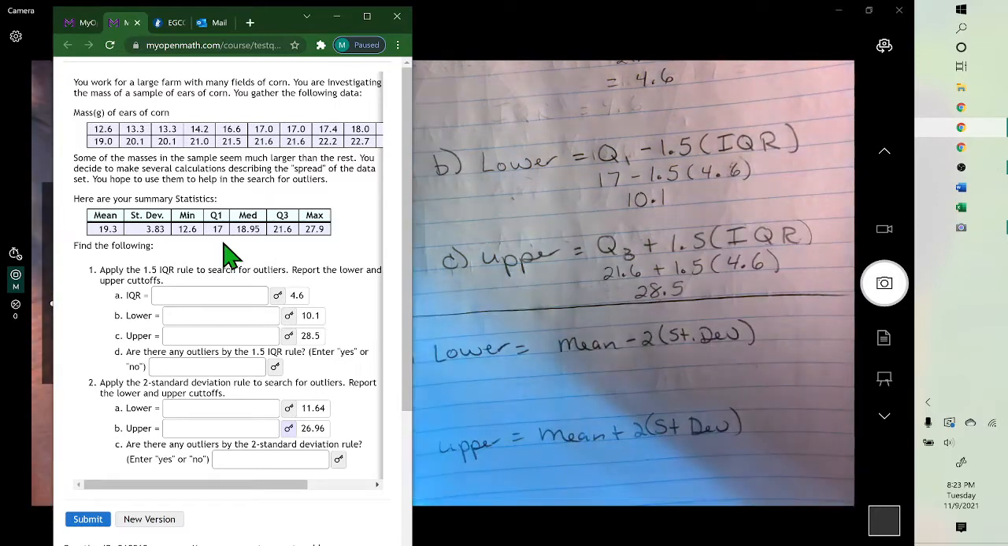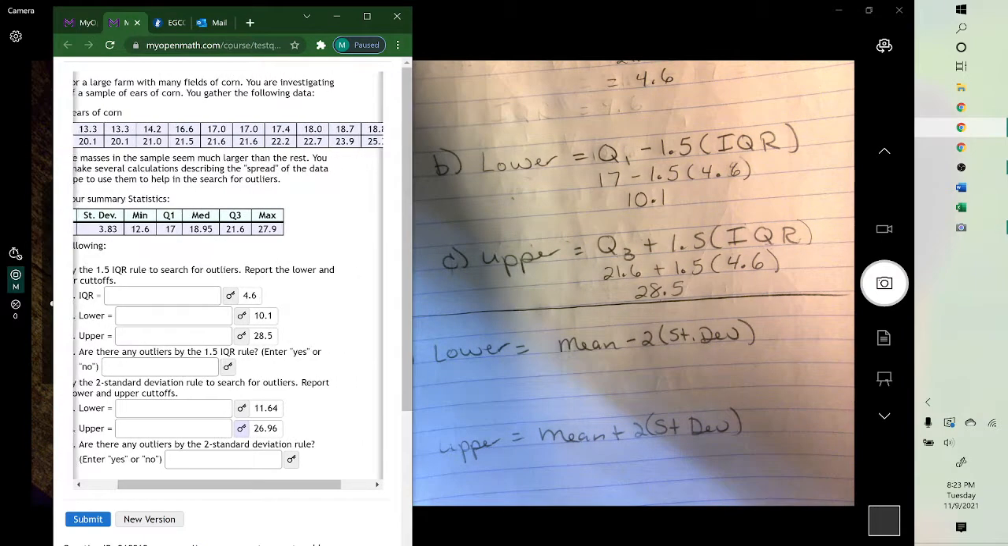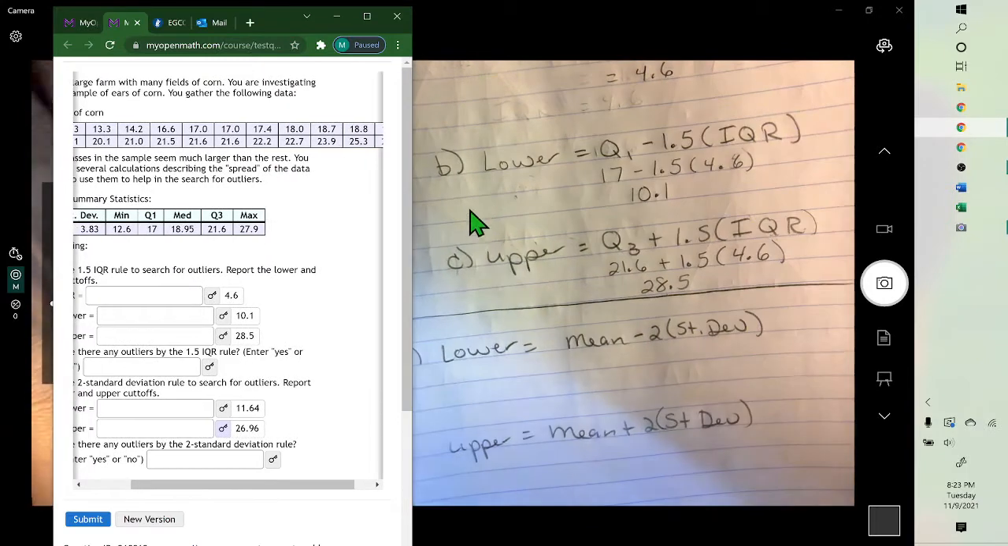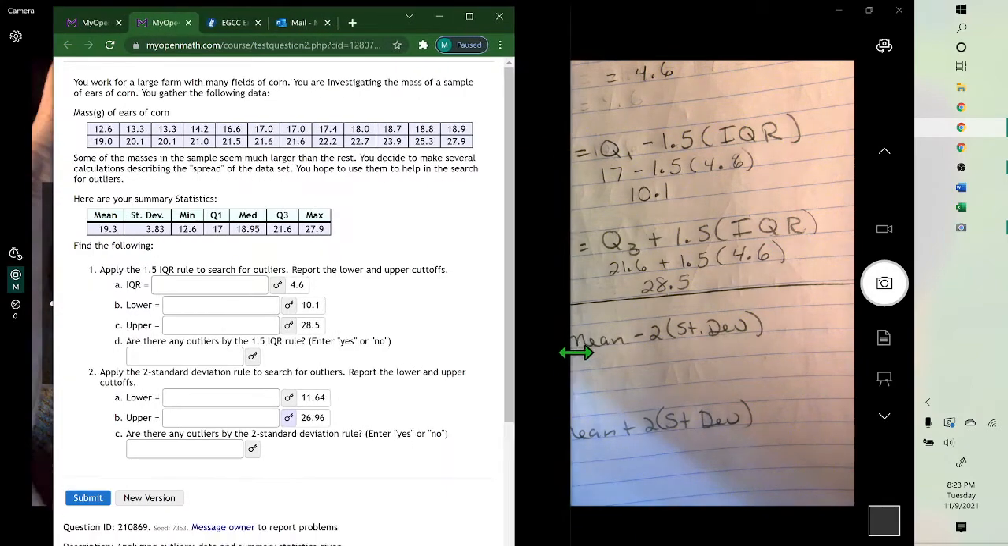Now if we look at our numbers, let me open this a little bit so we could see all the numbers. Or maybe I can just slide it a little. I better open it a little. There we go.